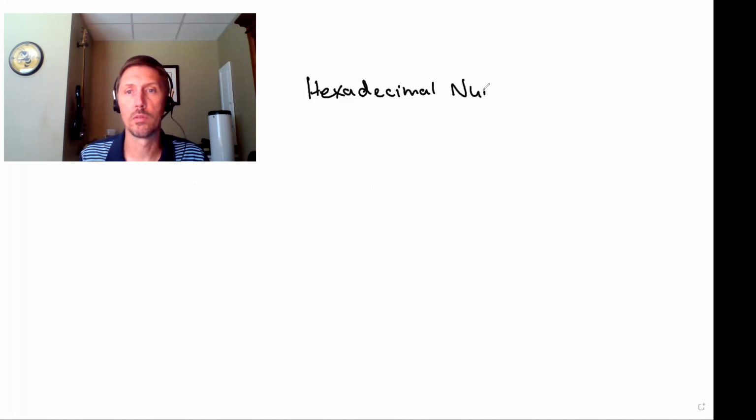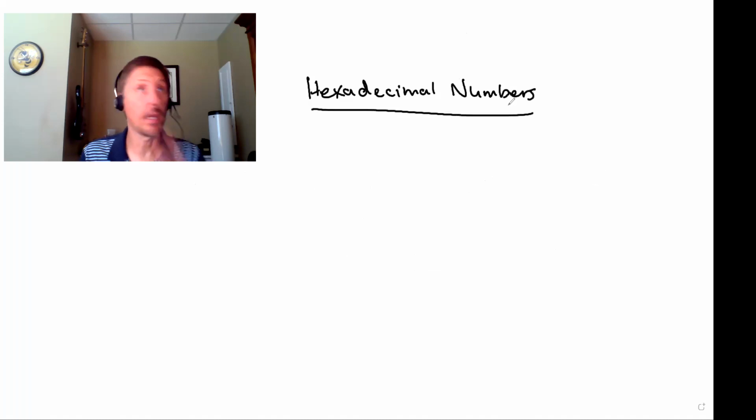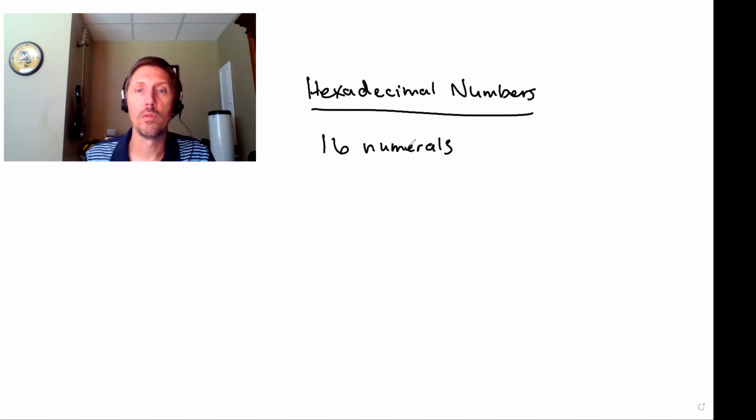Hexadecimal numbers. All right. So where binary has 2, remember, like bicycle, a bicycle has 2 tires, 0 and 1, two numerals, 2 digits. Hexadecimal has 16 numerals. All right. Well, you should immediately say, I'm going to have a problem with representing that, right? Because I don't have 16 numbers to work with in my decimal system. We only have 0 through 9. That's the only numbers that we have.